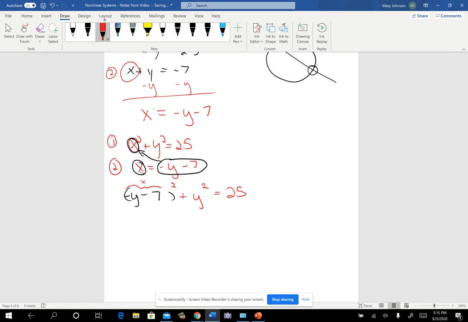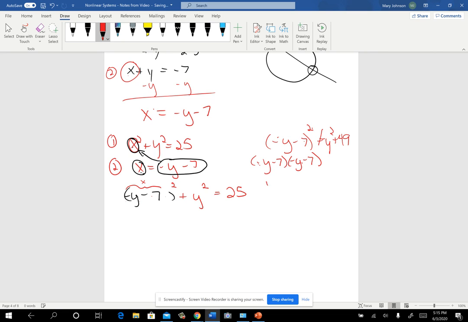Now that -y minus 7 squared, if you haven't been in an algebra class in a while, you might mess that up. That is not equal to y squared plus 49. You don't just square each piece. What you should do, let me get rid of that so it doesn't look like a negative, is write it twice. That's what the squared means, that's what the exponent means. And then you FOIL it out.